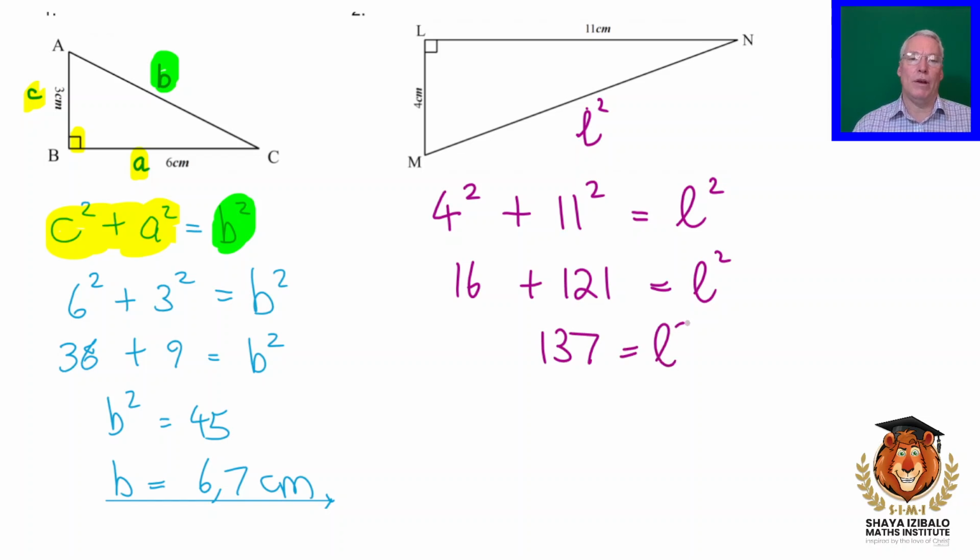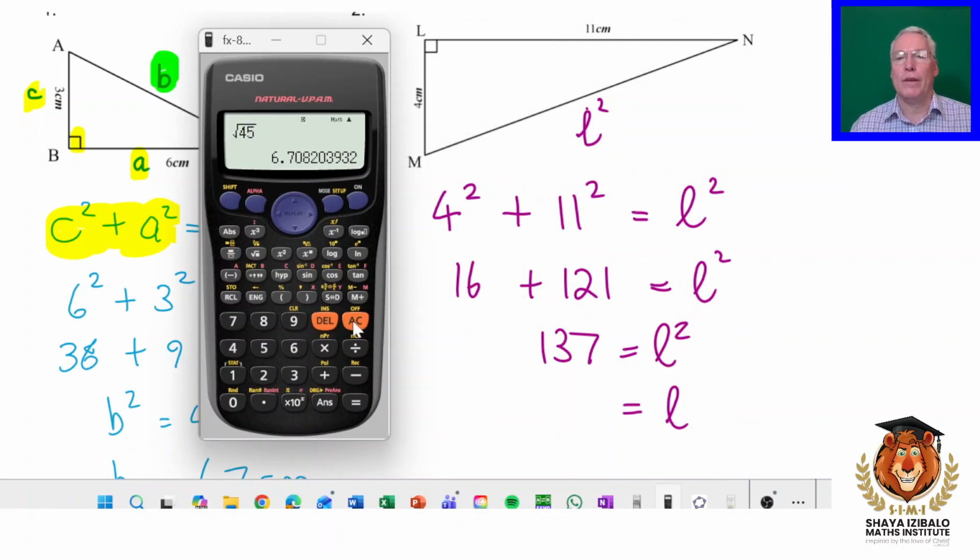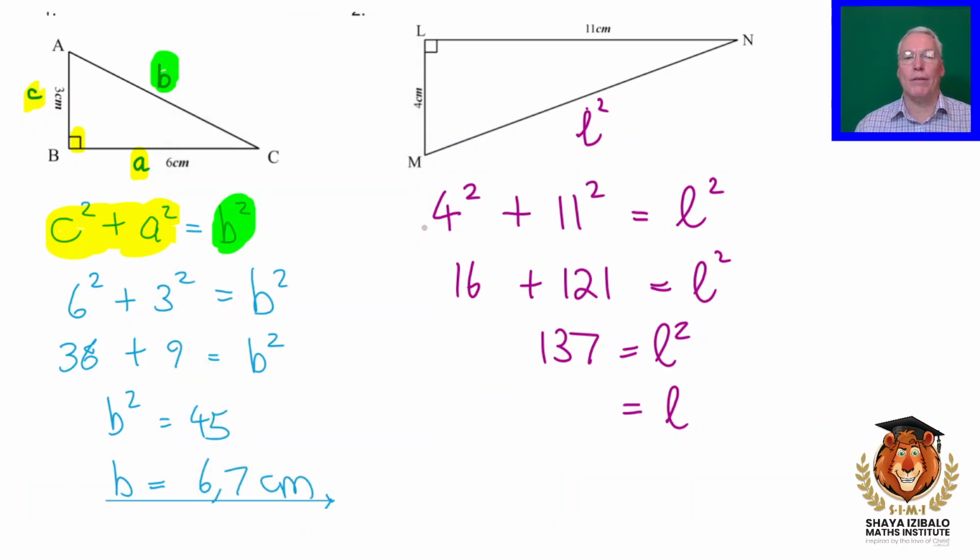That's l squared. We don't want l squared. How do we get rid of squaring? We square root both sides. So let's look at the answer to this. The square root of 137, and we get 11,7. 11,7 what? Well, the units in this question are centimeters. So it's 11,7 centimeters.